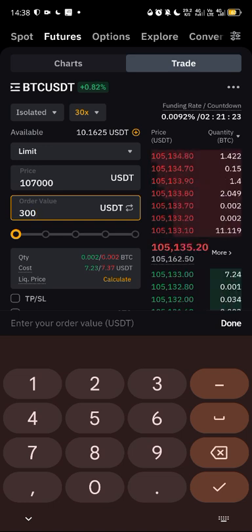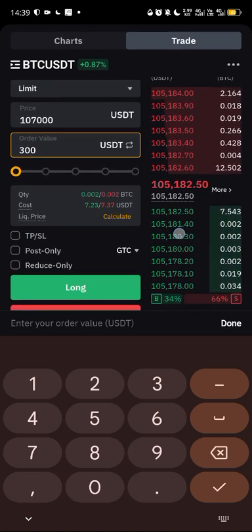Then I ask, what is the order value? How much am I willing to stake for a trade? I'm willing to stake $10. But $10 is not actually a definite figure for BTC right now. So let's just stick to 300. I want to use 300 as the order value. Now 300 is giving me 7.23. That means if I continue with this 300, I'll be charged $7.23 from this $10 I have above to be able to activate this trade.